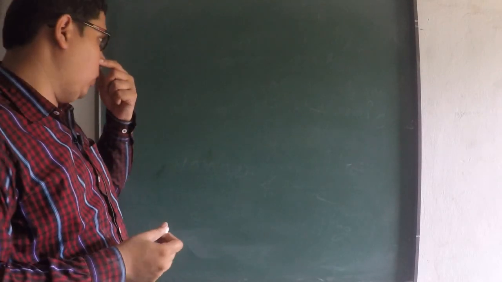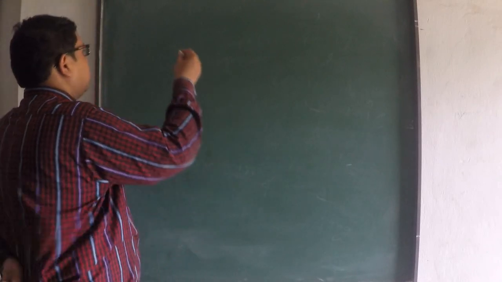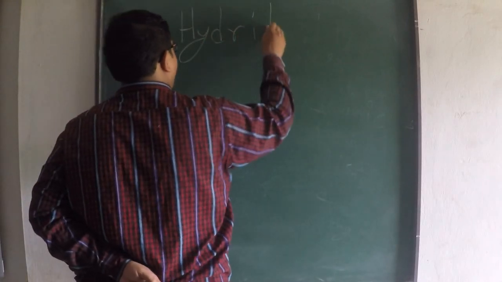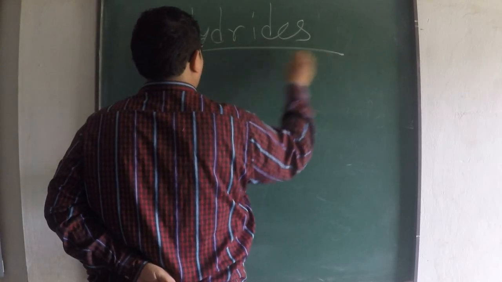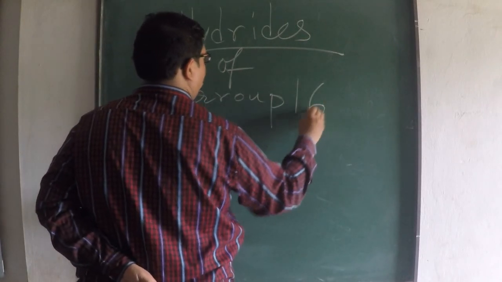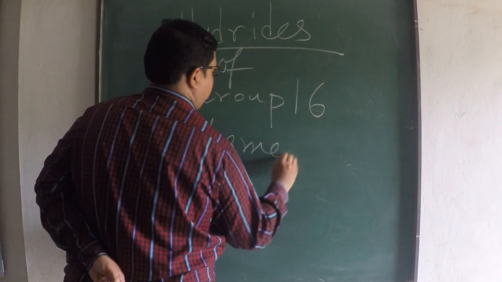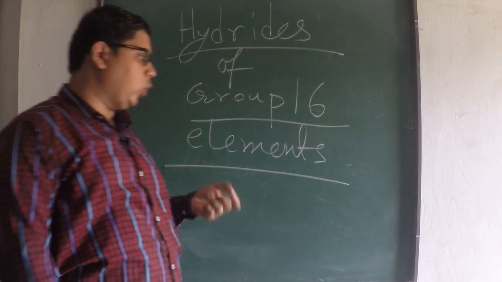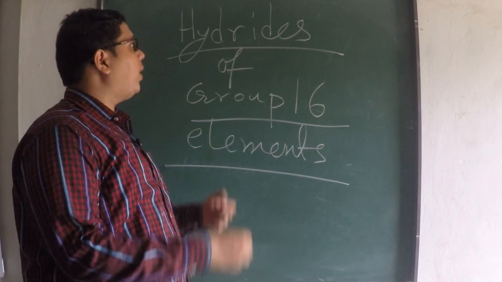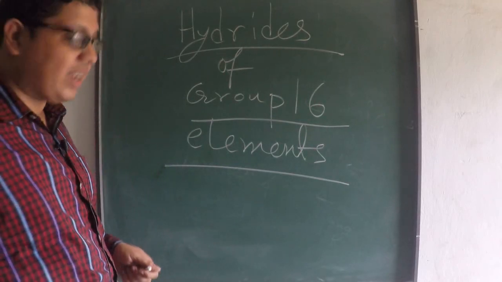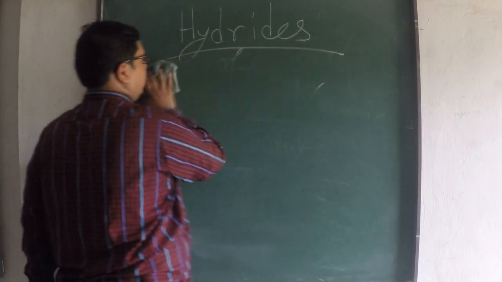Let us discuss now the hydrides of group 16 elements. What do I mean by hydrides? Obviously, the compound with hydrogen of each and every element of group 16. Let us see who they are.